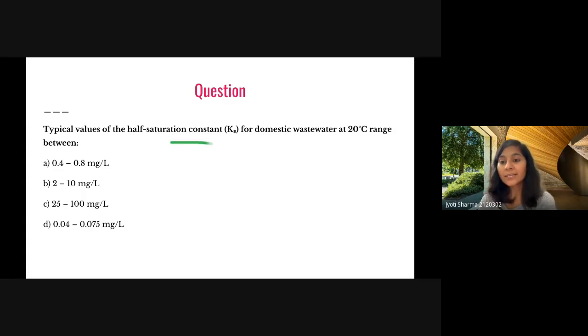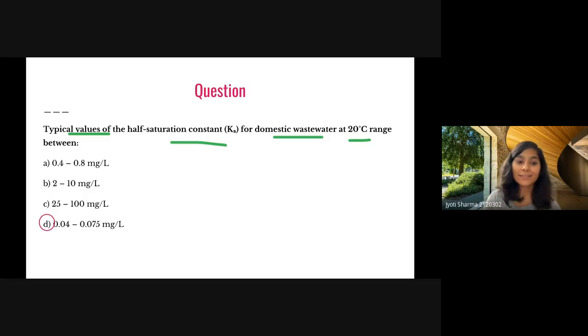Okay, we also talked about the saturation constant in the steady state equation, right? And this is Ks. For domestic wastewater, you have to tell me the typical value of the half saturation coefficient at 20 degrees Celsius, and you have to tell me the range. But first, you have to remember what that half saturation coefficient was. Venkateshwara was fast enough to give me the answer, and D is the right answer. Let me show you. First, you have to understand what this half saturation coefficient is.